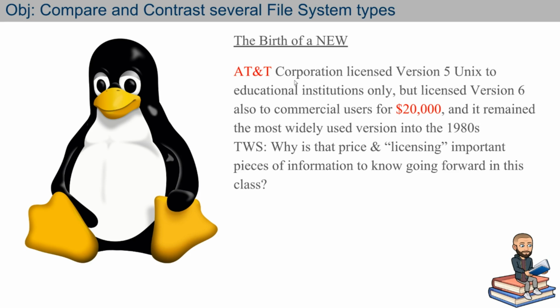You see, AT&T as a corporation licensed version 5 Unix to educational institutions only, but licenses for version 6 were available to commercial users for the price tag of $20,000. This operating system was the most widely used version of Unix until the 1980s, and this is when high price tags frustrated a man named Linus enough to create a new operating system, built on the same premises and foundation of Unix.